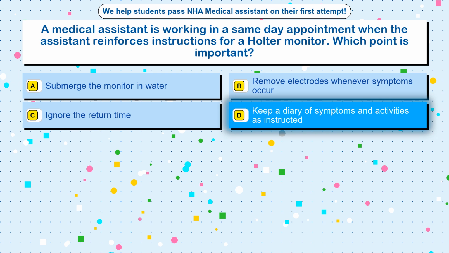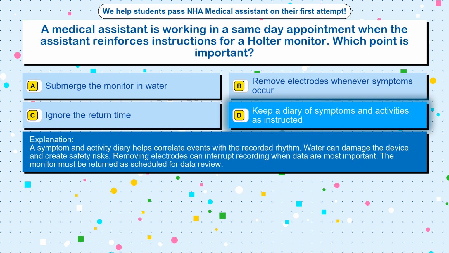Keep a diary of symptoms and activities as instructed. A symptom and activity diary helps correlate events with the recorded rhythm. Water can damage the device and create safety risks. Removing electrodes can interrupt recording when data are most important. The monitor must be returned as scheduled for data review.